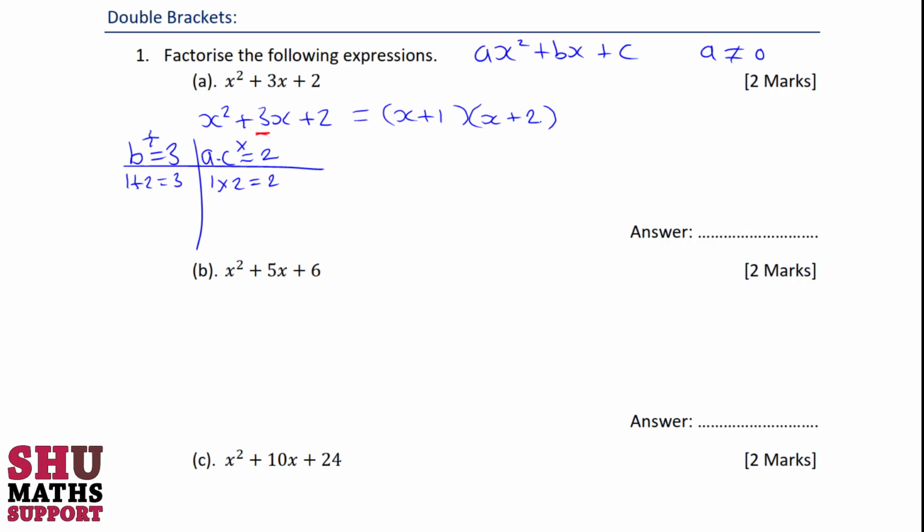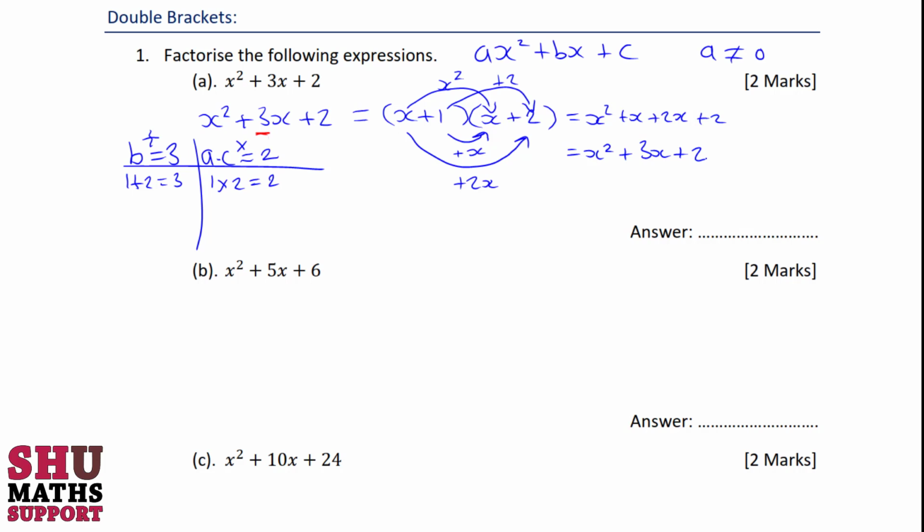And we can check this just by expanding this again. So we have x plus 1 times x plus 2. So let's just expand this. We have x times x, which is x squared. Then x times 2, which is positive 2x. And then 1 times x, which is just positive x. And then 1 times 2 is positive 2. So we'll piece this together, we have x squared plus x plus 2x plus 2, which gives us x squared plus 3x plus 2, which is the same as the original expression. So on our final answer line, we want to write x plus 1 times x plus 2.